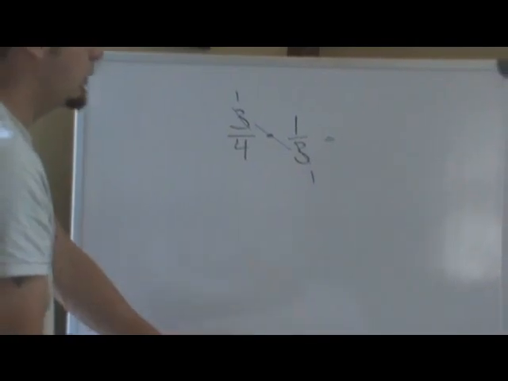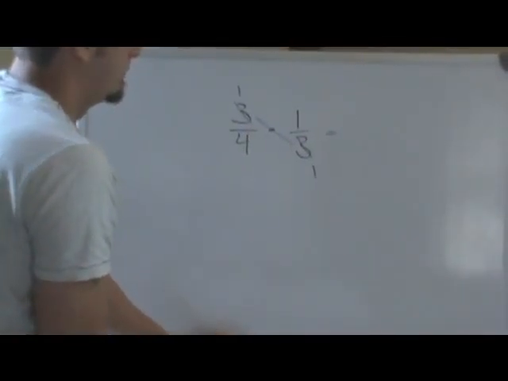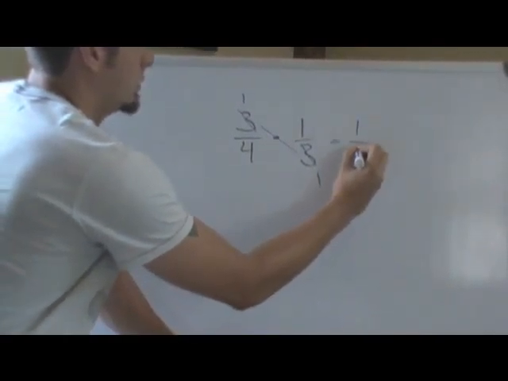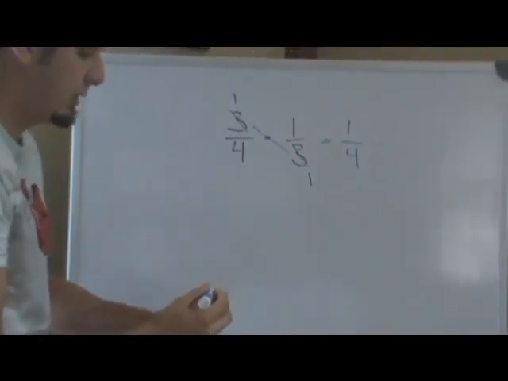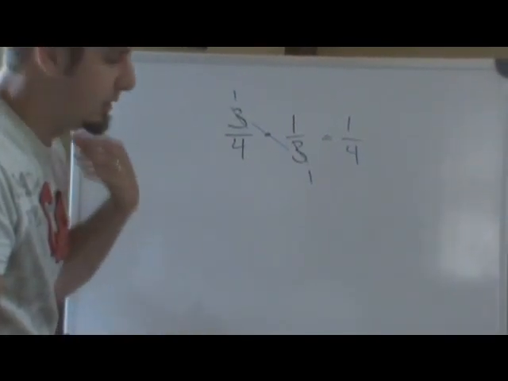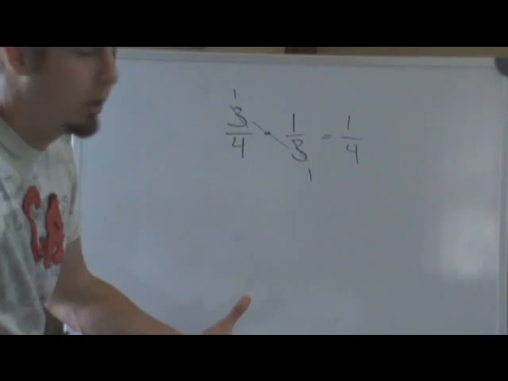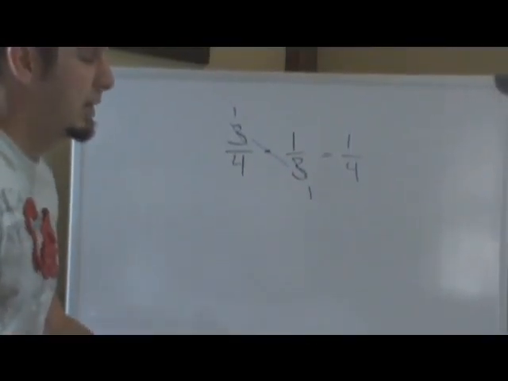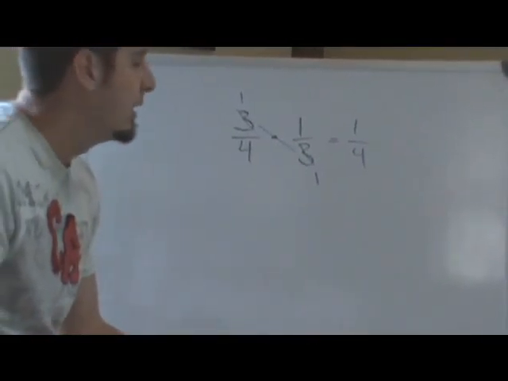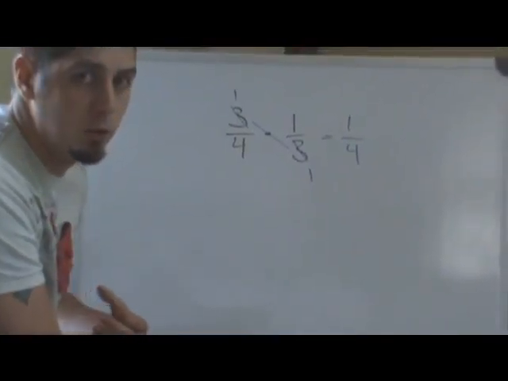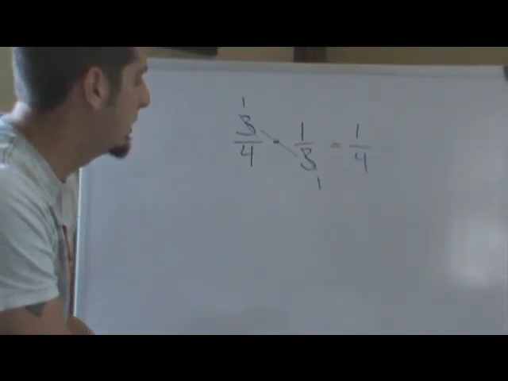And so now when I multiply, I have 1 times 1, which is 1, and I have 4 times 1, which is 4. And you can see that actually helped me out, because when I got to my answer, I don't have to reduce any longer. My answer is already reduced. Now that doesn't always work out that way. A lot of times when you cross cancel, it actually just makes it so you have to do less reducing when you get to your answer.